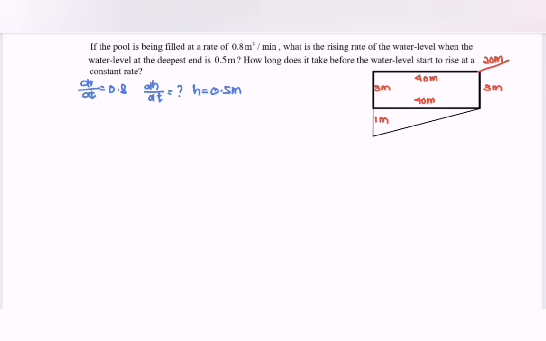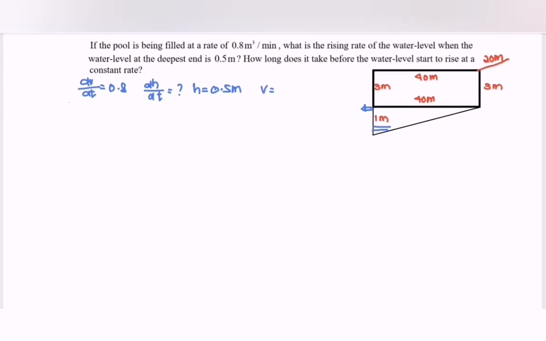So how long does it take before the water level starts to rise at a constant rate? Meaning that from here they will fill up until this part, then they will have the constant rate. In order to find the volume, we name this x and here we have the y. So focus on the question. Previously we mentioned dH/dt, but because of the depth, we name it as y. So we have to rename the situation: we have dy/dt for the question mark and the value of y equals 0.5 meter.